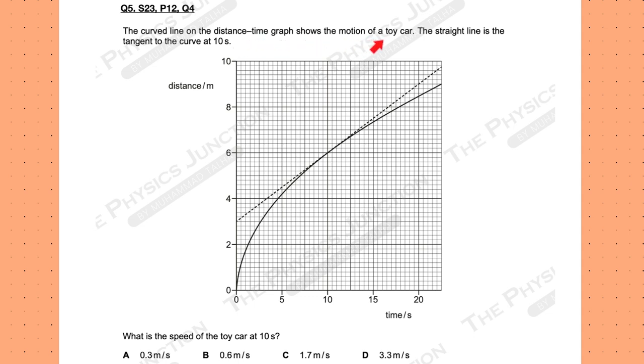A curved line on the distance time graph shows the motion of a toy car. A straight line is a tangent to the curve at 10 seconds. Right? This is the tangent, the dotted line. What is the speed of the toy car at 10 seconds?